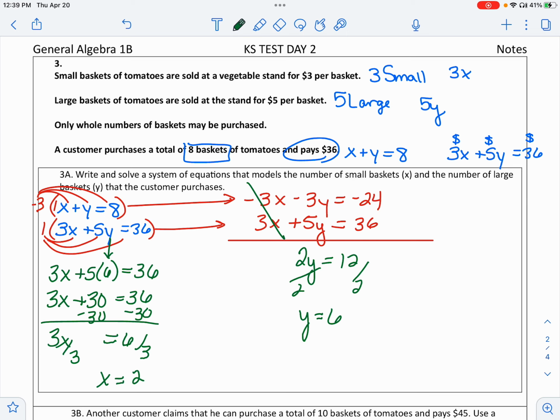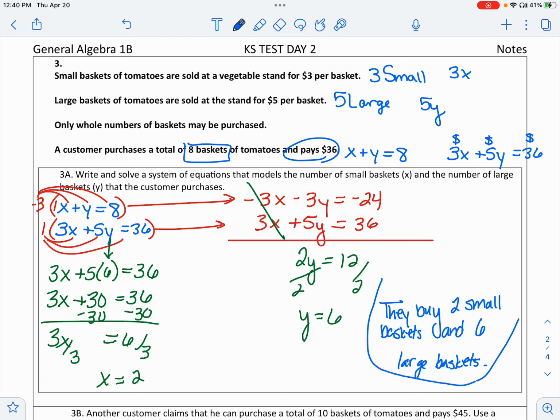Now, what you really need to make sure that you do is not just leave it like that, but you need to put labels on it, okay? So maybe say they buy 2 small baskets, and what did we get? 6 large baskets. And that's what they're going to be looking for, is a statement that explains what you solved for.